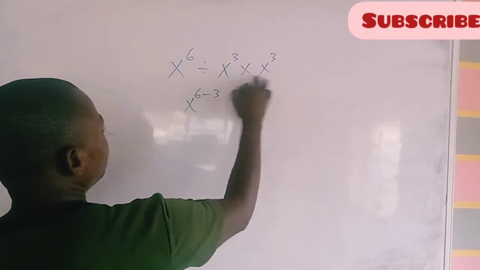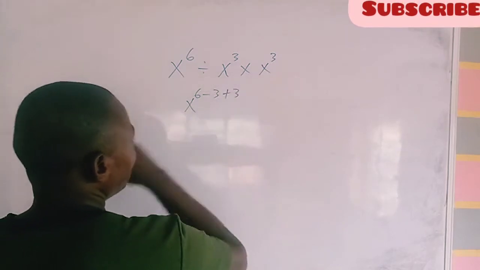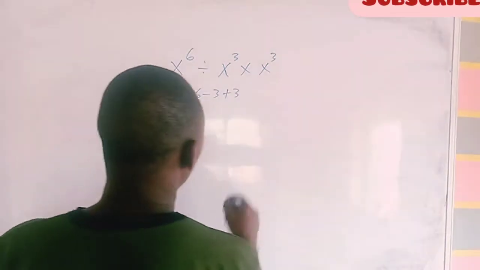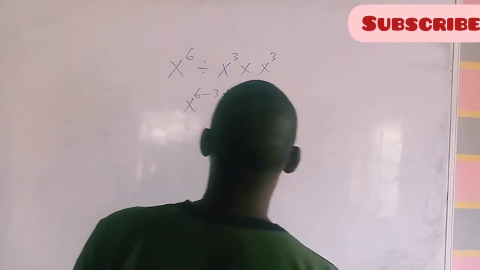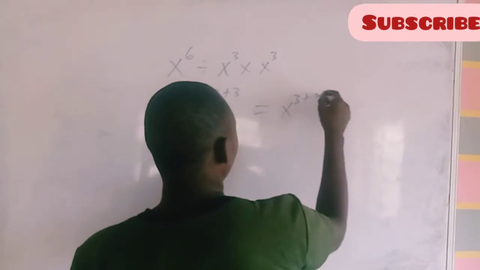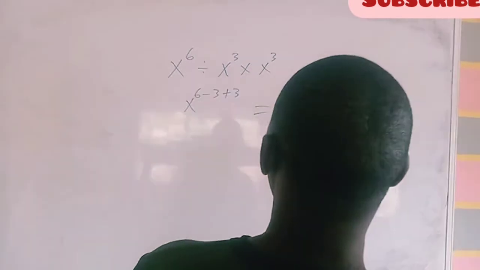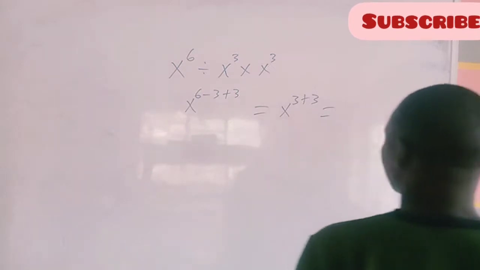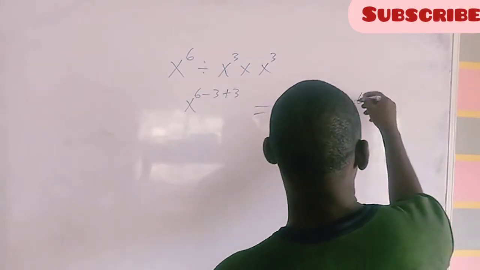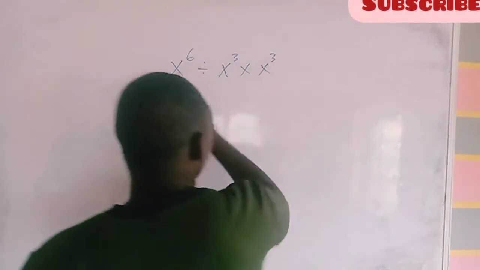So, x raised to the power 6 minus 3. Okay? Then this one, multiplication will add the power plus 3. So, that means we have x raised to the power 3 plus 3. Okay? So, this is x raised to the power 6. This one did not give us what I wanted. Okay, let me give another one.